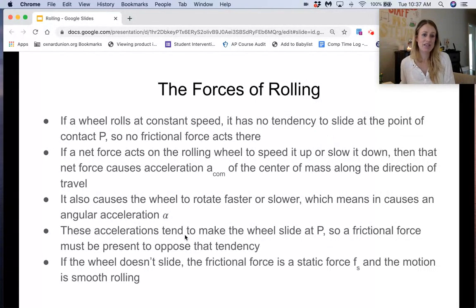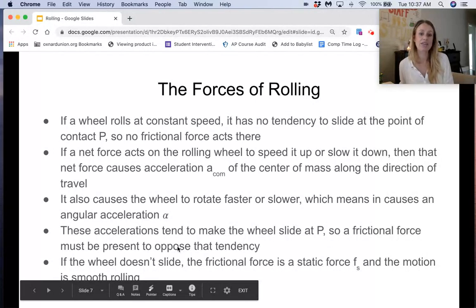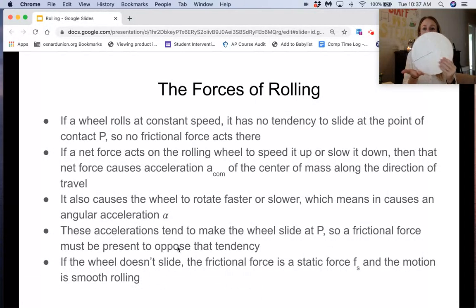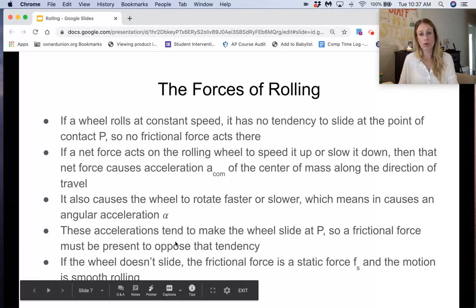If the wheel doesn't slide, the frictional force is a static friction force, because again, remember, as the wheel is rolling across the ground, the velocity at the point where it's in contact with the ground is 0. So when it touches the ground, it's not sliding along the ground. Because it's not sliding, it's actually a static friction force. And we call this motion smooth rolling.